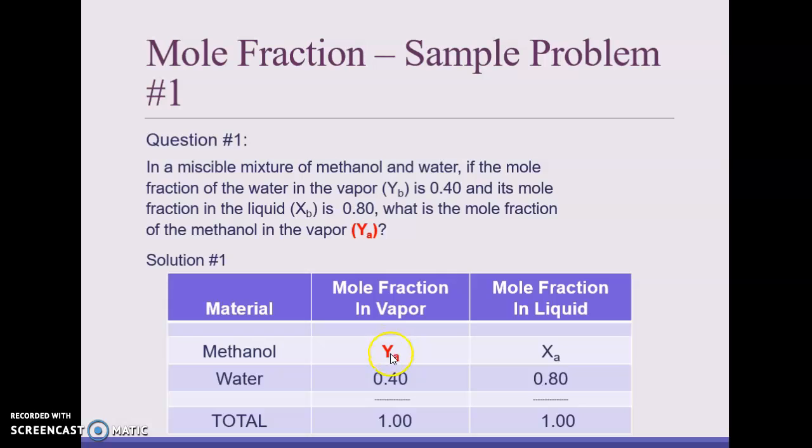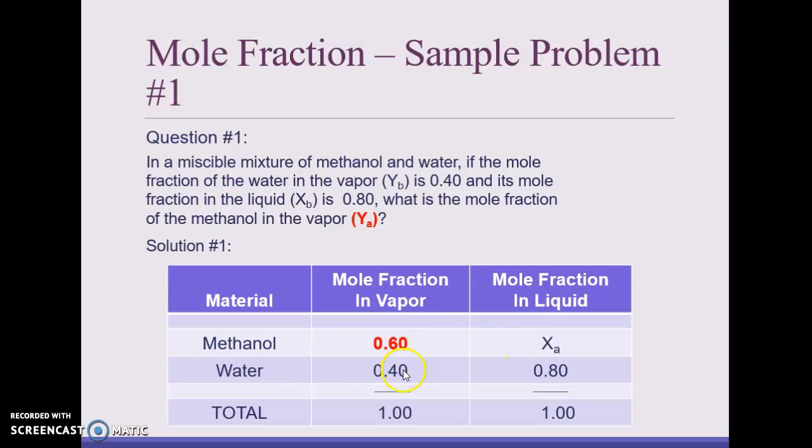So we can calculate YA, because we know, again, everything must equal 1. And we're looking here at a binary mixture. This is generally the case for a binary mixture. If there were more than 2 components in there, they would have to give you enough of the mole fractions in order for you to determine the rest, okay? So let's look at the answer here. If it's 0.4 mole fraction of water in the vapor, 0.6 is the methanol.